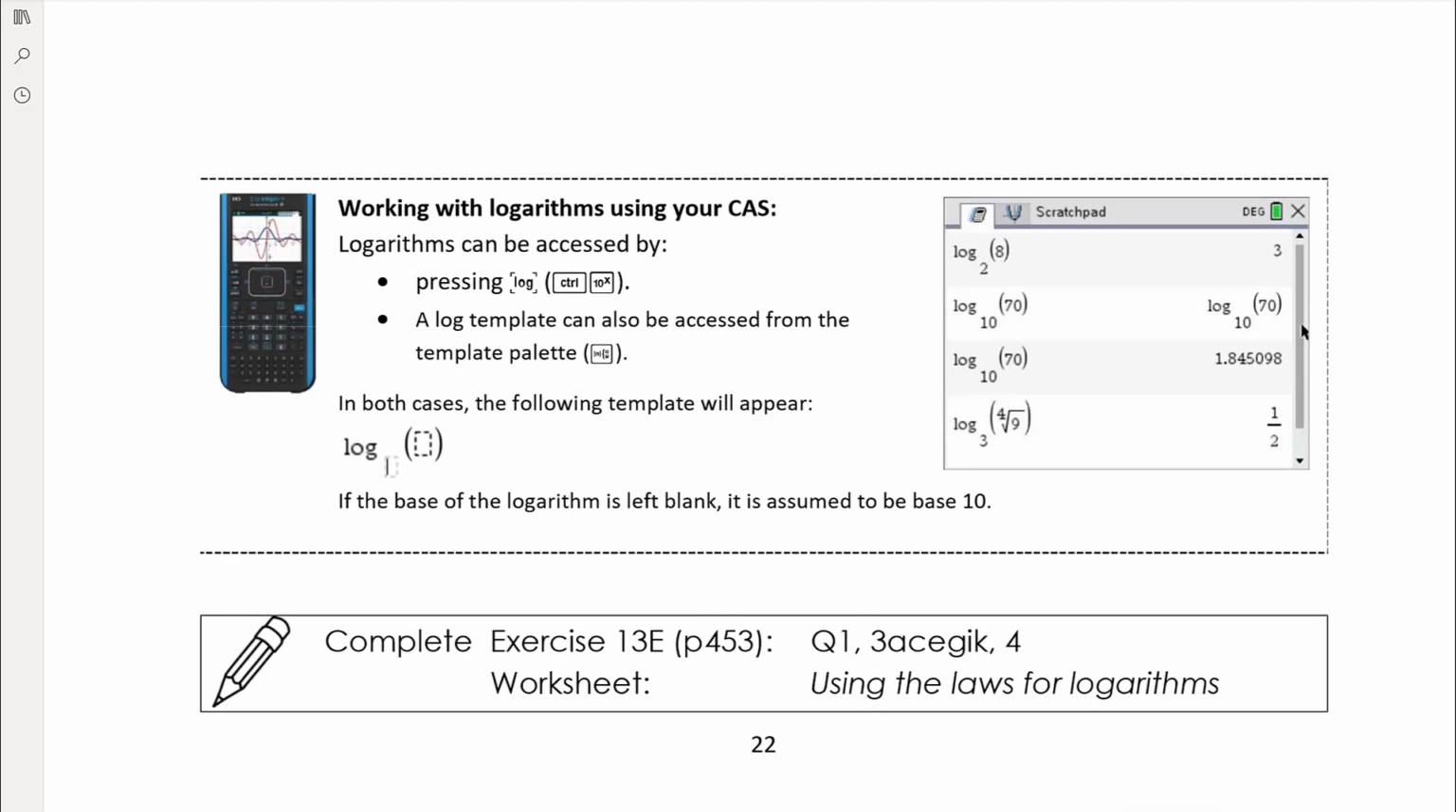Okay, so today there's a combination of work from exercise 13E in your textbook and then additionally a worksheet to be working on as well.